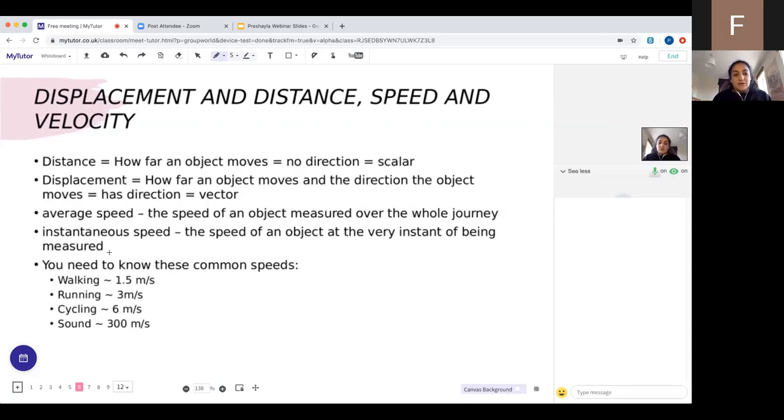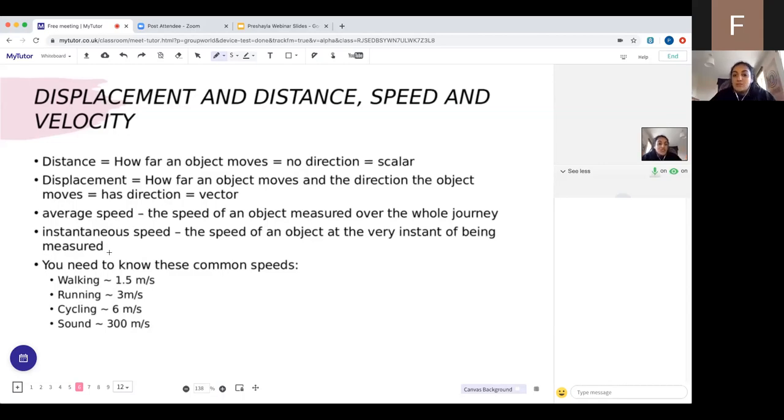Then we talked about 2 different types of speed that we can have. We can have an average speed, which is the speed of an object measured over the entire journey, or we can have the instantaneous speed, which is the speed of an object at a specific instant. So an average speed would be the speed that you most commonly do, average speed between point A and point B, over a certain distance, over a certain time.